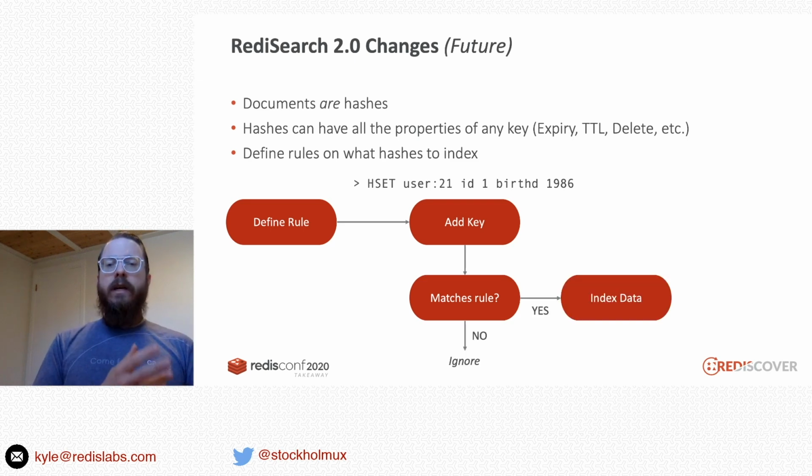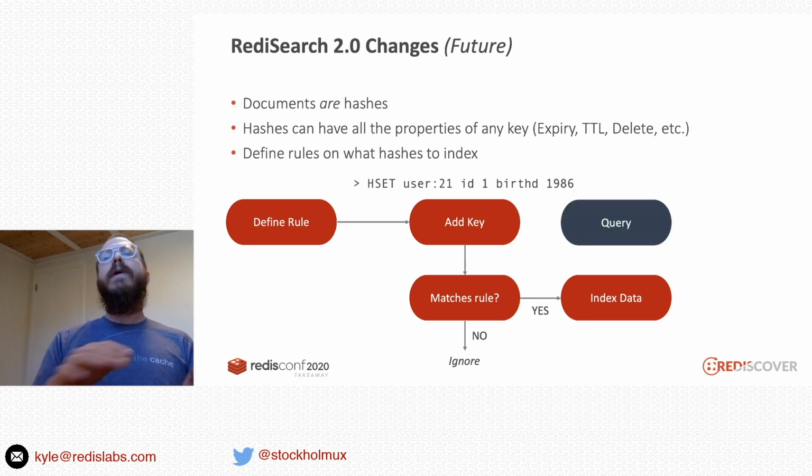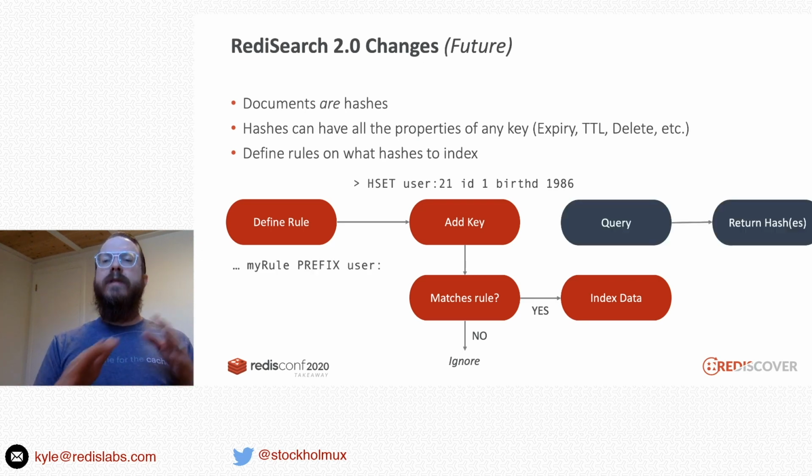But if it does match it, we're going to index that data. So it's possible that you enter a hash and it's not indexed sometimes, and then other times it is, based on the rules that you've defined. Later on, when you're querying that data, it's going to work just like you normally did. It's just going to return the hash object as opposed to returning the actual document as you were used to. So it's going to be able to return both the fields and values just the same.